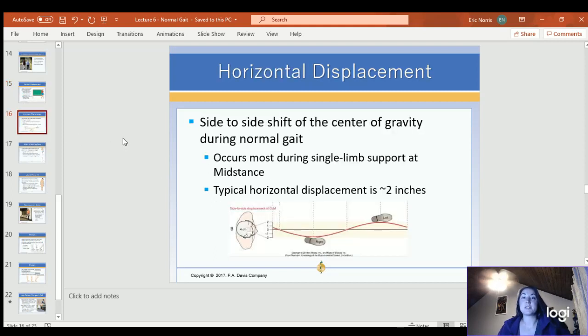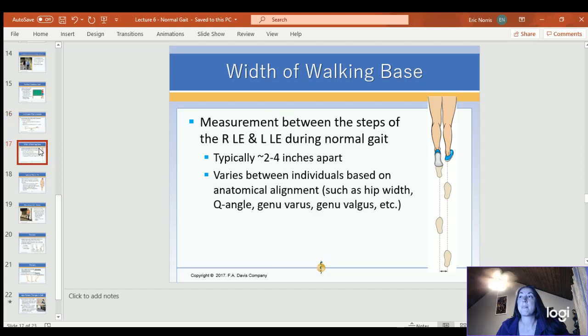Horizontal displacement is a little bit of a side-to-side shift as we shift our center of gravity over the stance limb. So it occurs mostly during single limb support. So if you're standing on the right, you shift your weight over the right leg. Once you're standing on the left, you're shifting your weight over the left leg. And it is also about 2 inches in a normal average gait cycle.